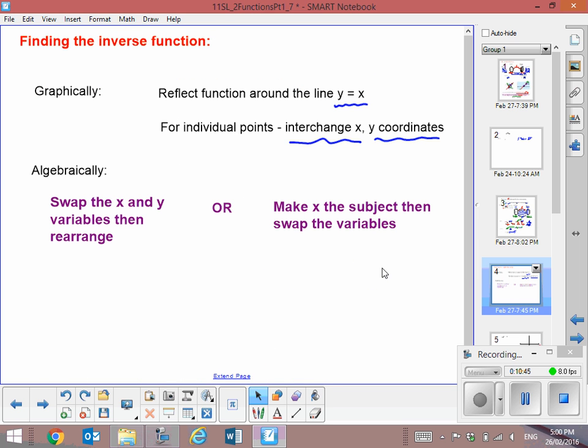If we want to do it algebraically, it's this concept that we are changing the x and y coordinates. So the x becomes the y, and then the y becomes the x. So we can do that algebraically. So we can swap the x and y variables, then rearrange our equation, or we can make x the subject instead of y the subject, and then swap the variables at the end. So let's do an example of that one, so you can see what we're talking about.